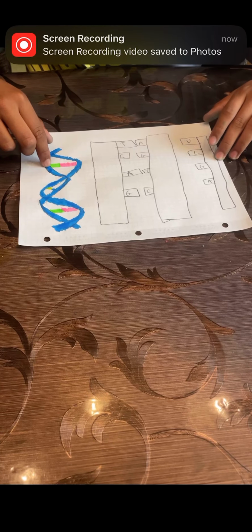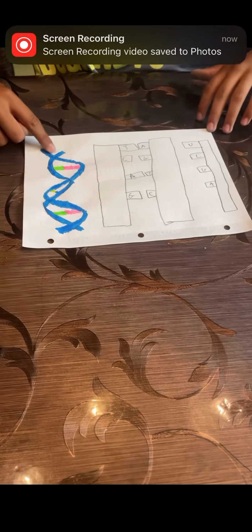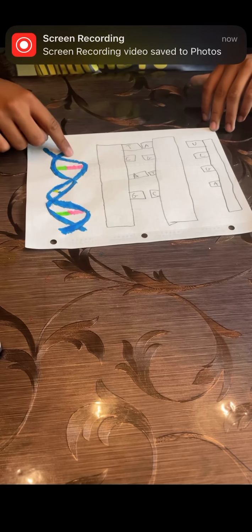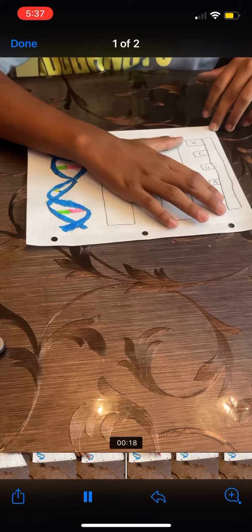So, this is my drawings for my transcription, translation, modeling, deep dive assignment. Okay. So this is the double helix DNA strand, right? And then this is a clear image of the double helix DNA strand, and this is my RNA strand.